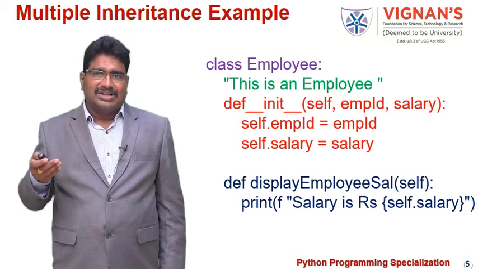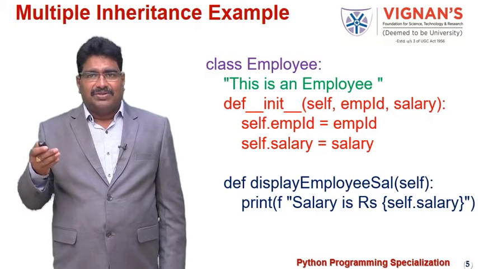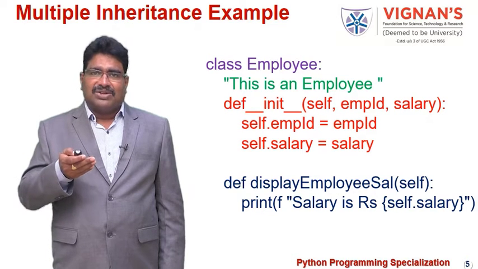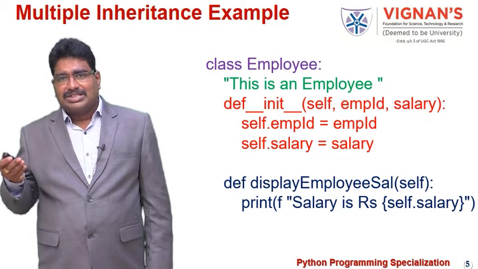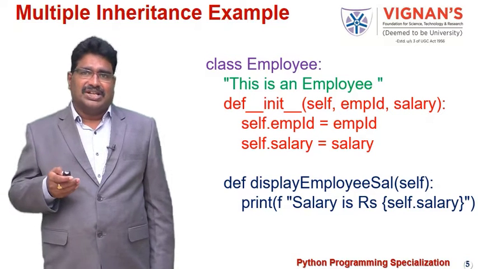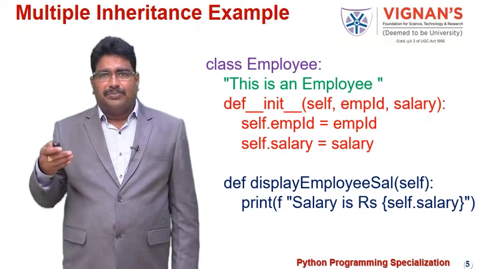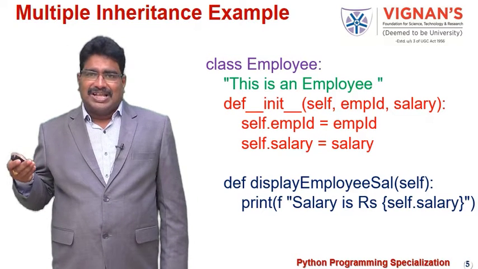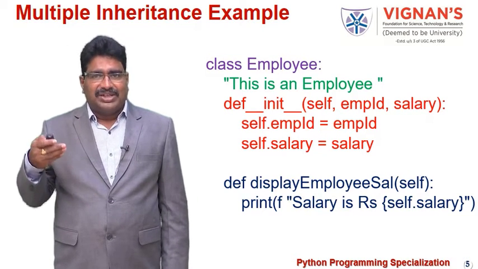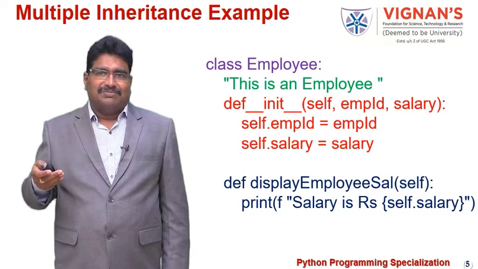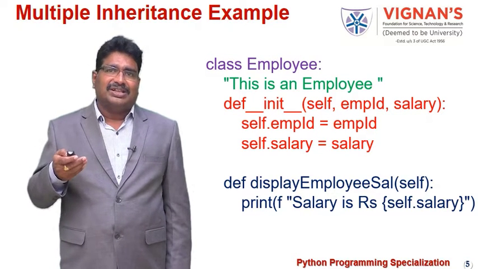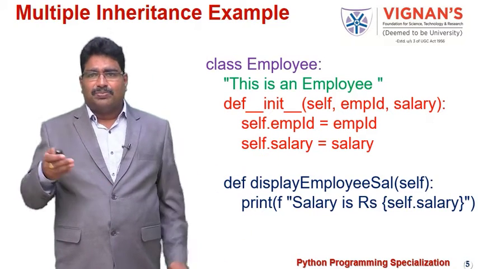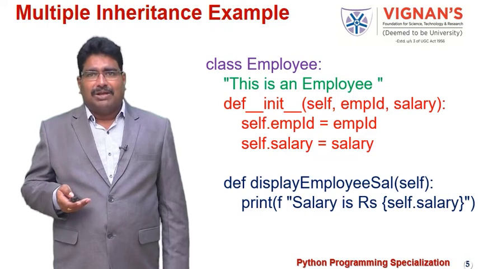Next we define the constructor using the init method, passing the employee ID and the salary. The employee ID value is assigned to self.emp ID, and similarly the salary is assigned to self.salary. So each object created from employee has the employee ID and salary as attributes. Now we define display employee salary, a method defined on the employee, which displays the salary of the particular employee in rupees.